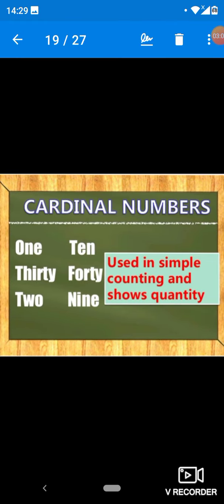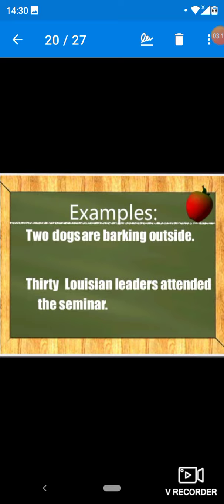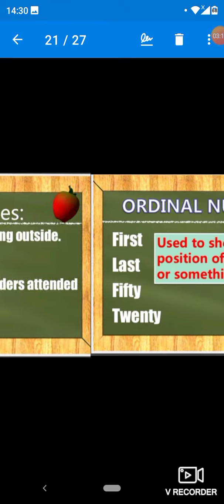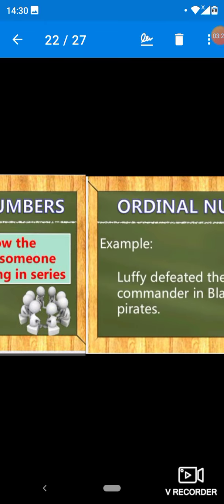Cardinal numbers and ordinal numbers. Cardinal numbers, 1, 2, 3, 4, are specific, where you can count and they show the quantity. 2 dogs are barking outside. 30 students are studying in the class. Ordinal numbers show the position of someone or something in a series. I was sitting on the first bench. So that means first is an ordinal number.